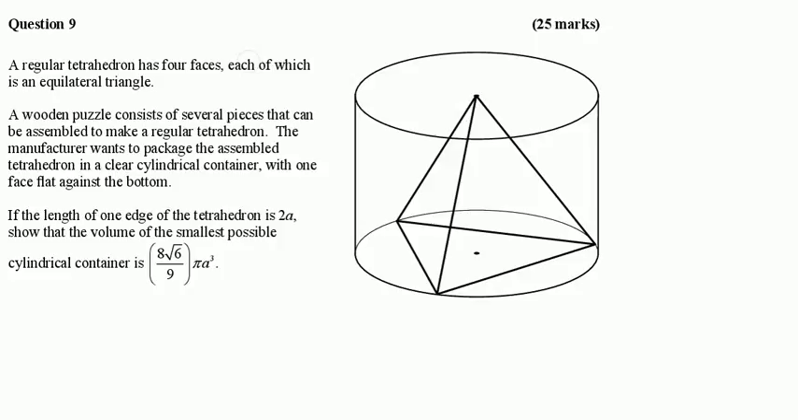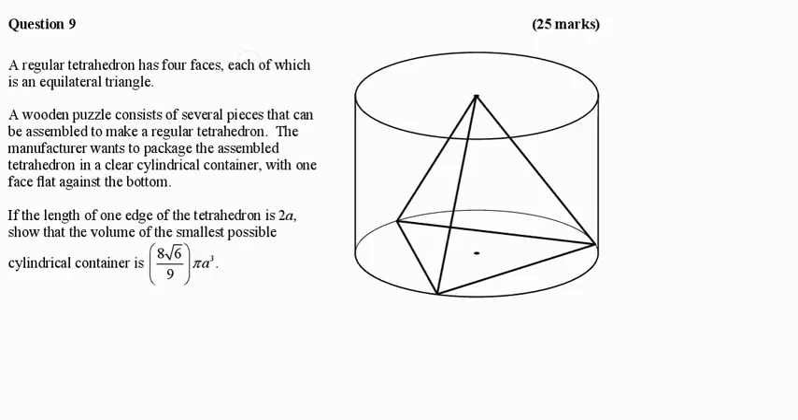So this is 2014 sample paper, it's paper 2, question 9. A regular tetrahedron has 4 faces, each of which is an equilateral triangle. A wooden puzzle consists of several pieces that can be assembled to make a regular tetrahedron. The manufacturer wants to package the assembled tetrahedron in a clear cylindrical container with one face flat against the bottom.